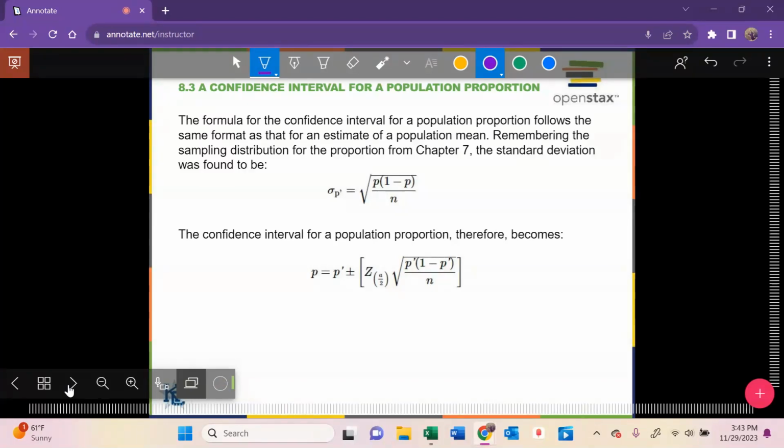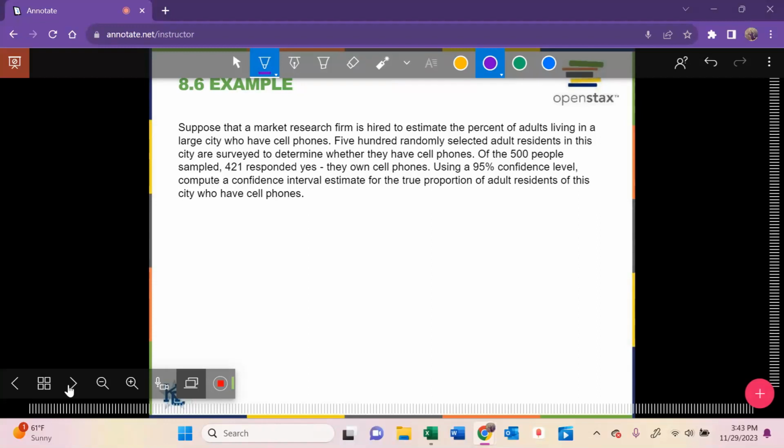Now, the last type of confidence interval we're going to work with is the population proportion. This goes over population proportion and how to compute that confidence interval by hand. But again, we're going to be using the Excel program that I provided to you. So let's jump straight in to how to identify our variables and how to put it into the Excel document. Suppose that a market research firm is hired to estimate the percent of adults living in a large city who have cell phones. 500 randomly selected adult residents in the city are surveyed to determine whether they have a cell phone.